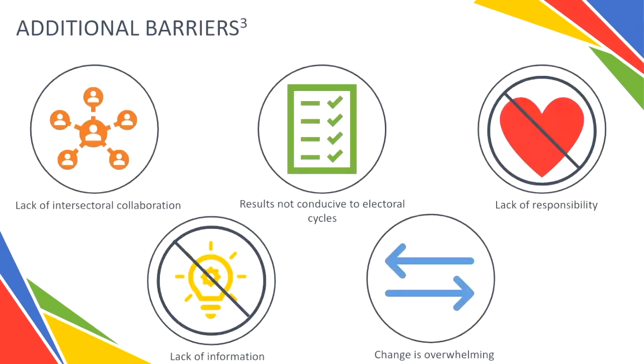This is due to a number of barriers which restrict local governments from utilizing a Health in All Policies approach. These barriers include a lack of organizational structures which facilitate intersectoral collaboration, and the fact that the benefits of Health in All Policies may take a long time to see and are therefore not conducive to electoral cycles. Some professionals working within local governments may not feel that they have a responsibility for improving health outcomes. There's a lack of knowledge, resources, and evidence to support this type of initiative, and making the changes can be overwhelming.